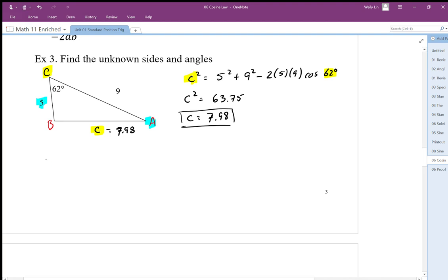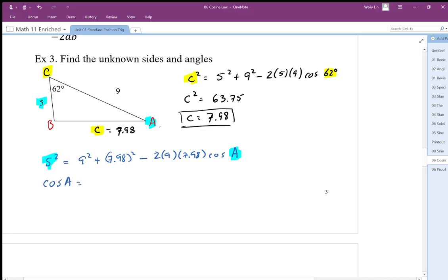So I'm going to say 5 squared. So that's my C squared. So I just have to make sure that that angle ends up in my equation. So it's going to be 9 squared plus 7.98 squared minus 2 times 9 times 7.98 cosine of angle A. Okay, so again, as long as this side and that angle are represented in the formula that way, we are using the formula correctly. So I'm going to solve for cosine of angle A.